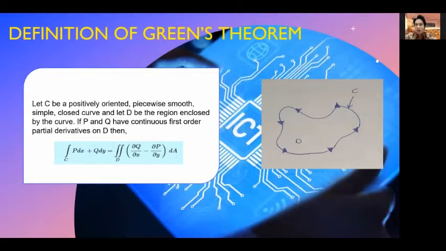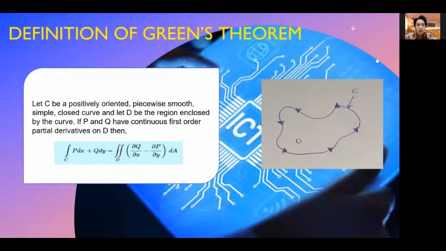Based on the sketch, first, you can notice the curve is simple and closed. There are no holes in region D. Also, you can notice that the direction has been put on the curve. We will use the convention here that the curve C has a positive orientation in a counterclockwise direction.